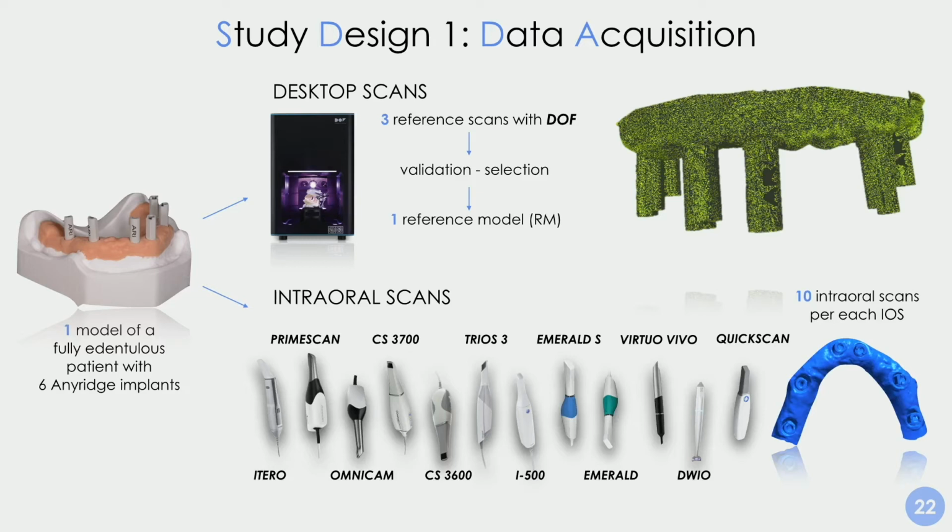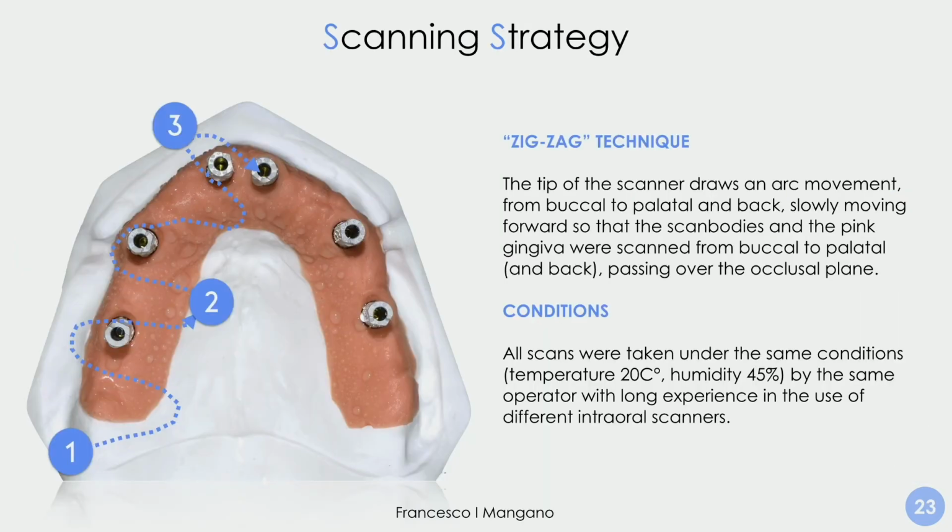And obviously it takes a lot of time to capture all these impressions. I followed one specific scanning strategy, a zigzag technique, starting from the buccal, then moving occlusally, then palatally, then back to the occlusal and the buccal, moving slowly forward, trying to capture all the most important elements of the pink gingiva, including the scan body as well.